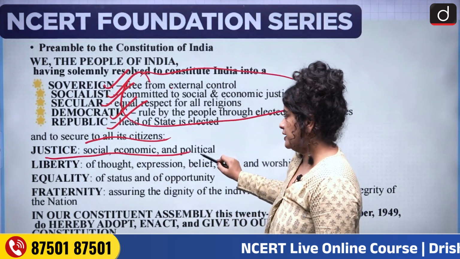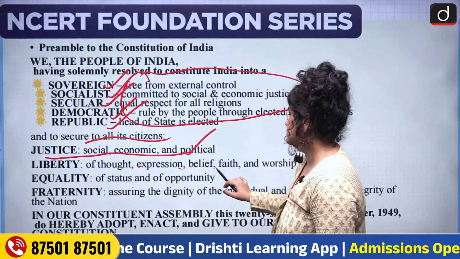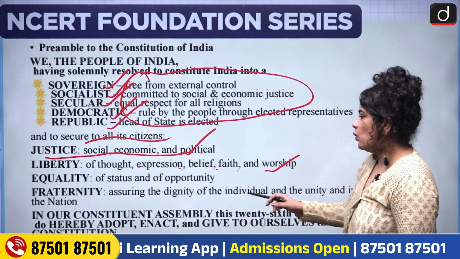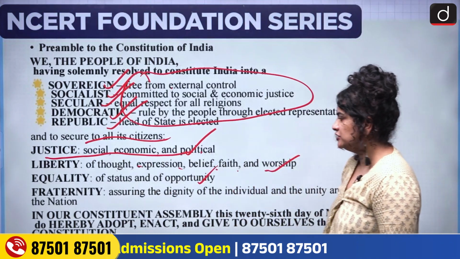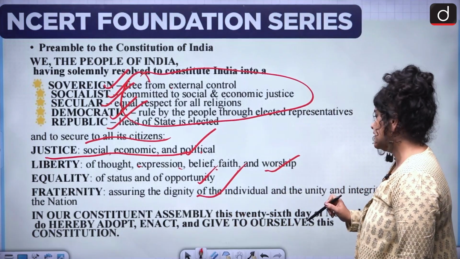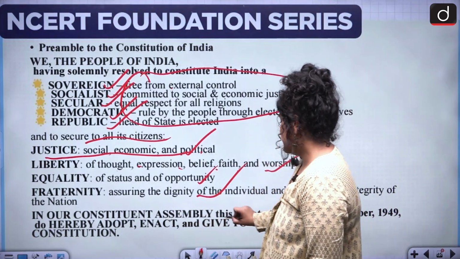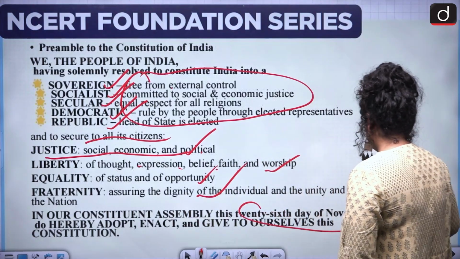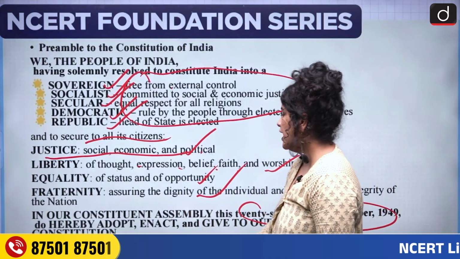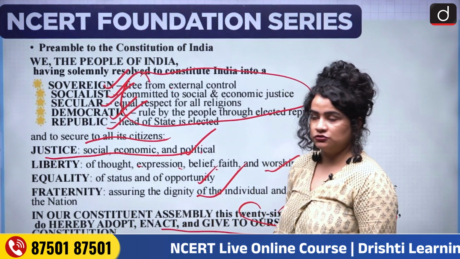Justice, social, economic, and political. This is there. Liberty of thought, expression, belief, faith, and worship. Equality of status and of opportunity. Fraternity, assuring the dignity of the individual and the unity and integrity of the nation. In our Constituent Assembly, this 26th day of November 1949, do hereby adopt, enact, and give to ourselves this Constitution.